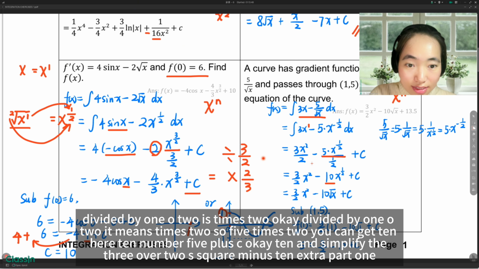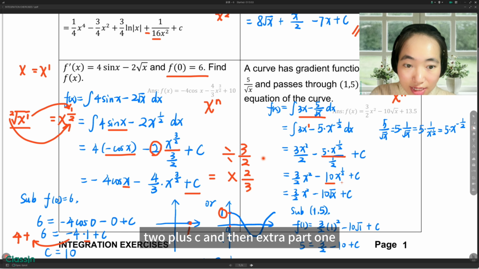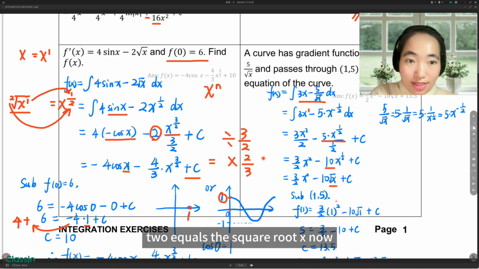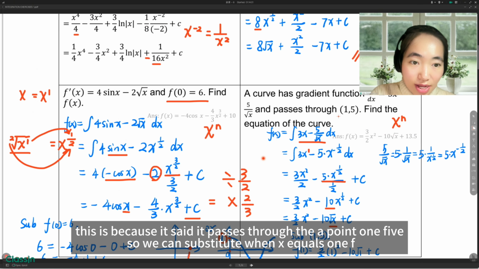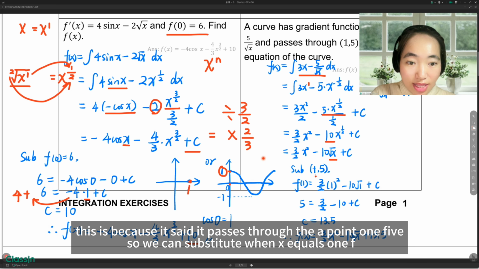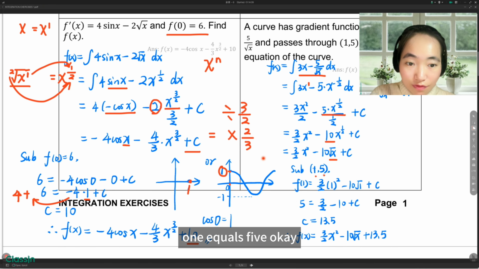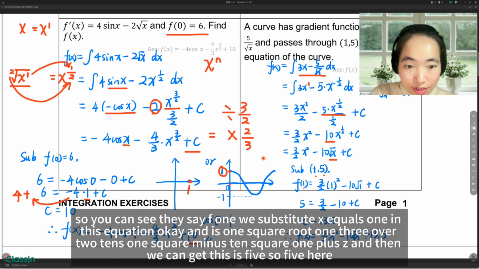Simplify: 3 over 2 x squared minus 10 x to the power 1 over 2 plus C. And then x to the power 1 over 2 equals the square root x. Now, because it passes through the point (1, 5), we can substitute when x equals 1, f(1) equals 5, okay? So you can see this is f(1). We substitute x equals 1 in this equation: 3 over 2 times 1 squared minus 10 square root 1 plus c.